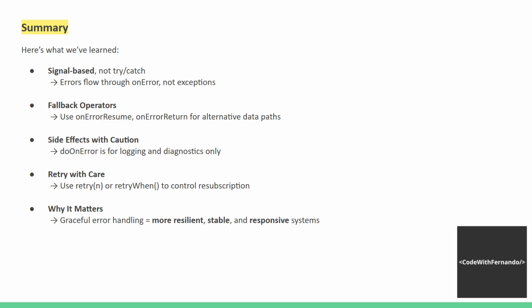Okay, finally, a summary. Here's what we have learned. Signal-based, not try-catch. Errors flow through onError, not exceptions. Fallback operators: use onErrorResume, onErrorReturn for alternative data paths. Side effects with caution: doOnError is for logging and diagnosis only. Retry with care: use retry and retryWhen to control resubscription. Why it matters: graceful error handling makes for a more resilient, stable, and responsive system.